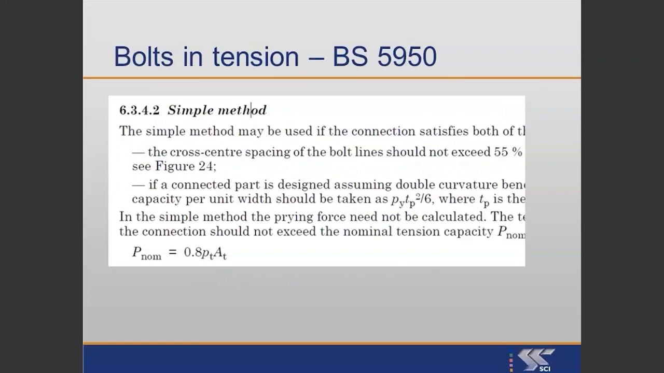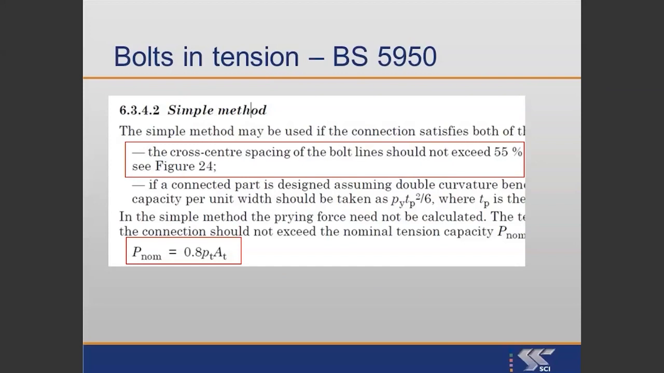So the simple method had restrictions on the geometry. Notice here that the cross-center spacing, or I would call that the gauge, was limited to a certain value. If we did that, then we could use a nominal tension resistance. And out of that expression, the most important thing is we're going to apply a factor of 0.8. Why do we apply the factor of 0.8? Because we're going to neglect, highlighted now, the prying force. So that was a simple method.